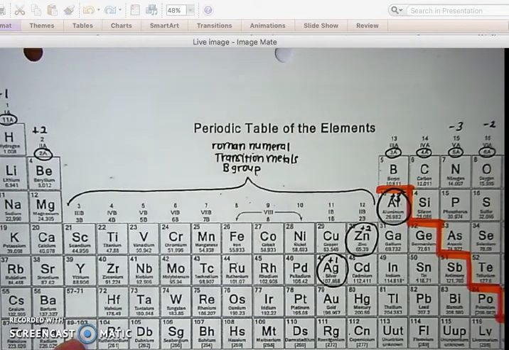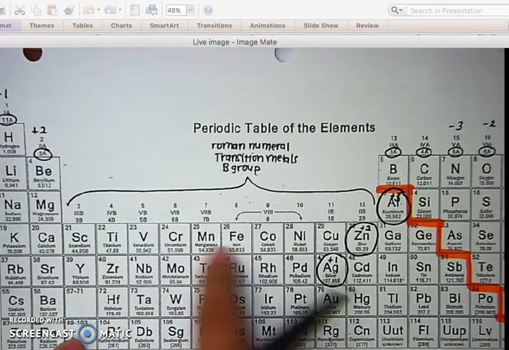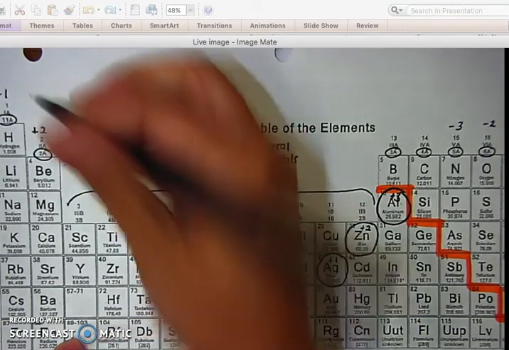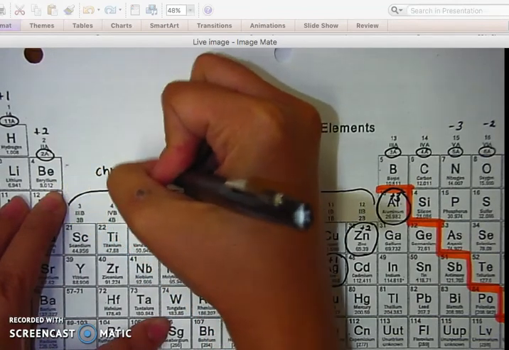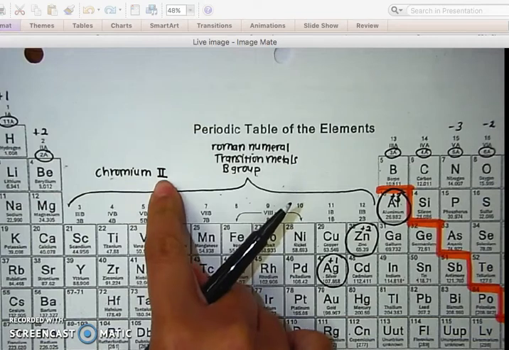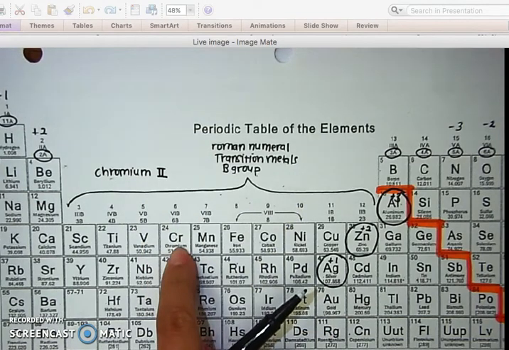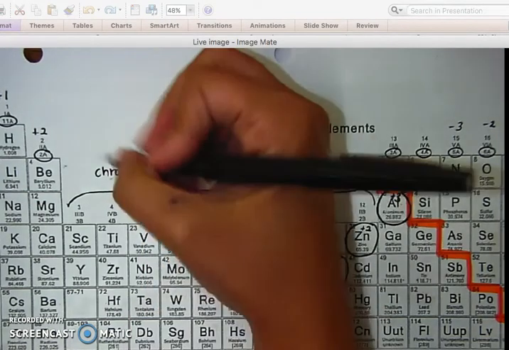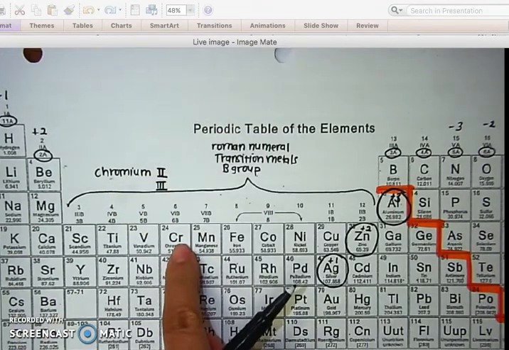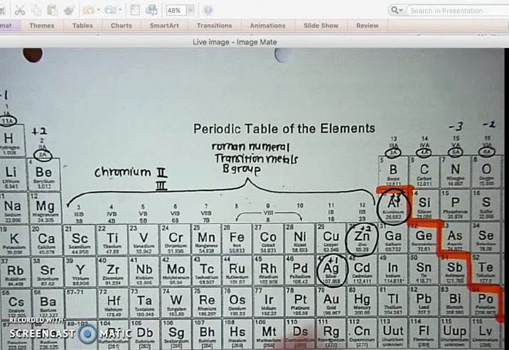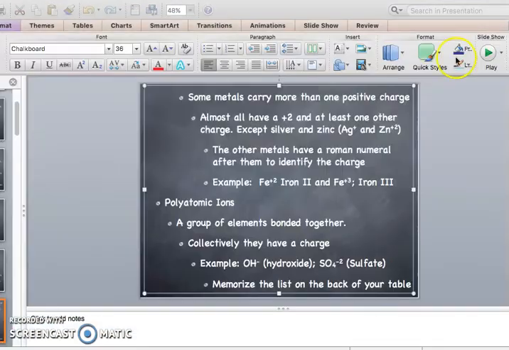And the Roman numeral is going to tell you what the charge is. For example, if I told you I have chromium 2, okay, the Roman numeral here means that this chromium has a positive 2 charge. I could also say I have chromium 3, and that 3 indicates that this is a positive 3 charge. So some of these guys in the middle, the transition metals, they need to have a Roman numeral in the name, and that's what that was going over in the notes in the PowerPoint right there.